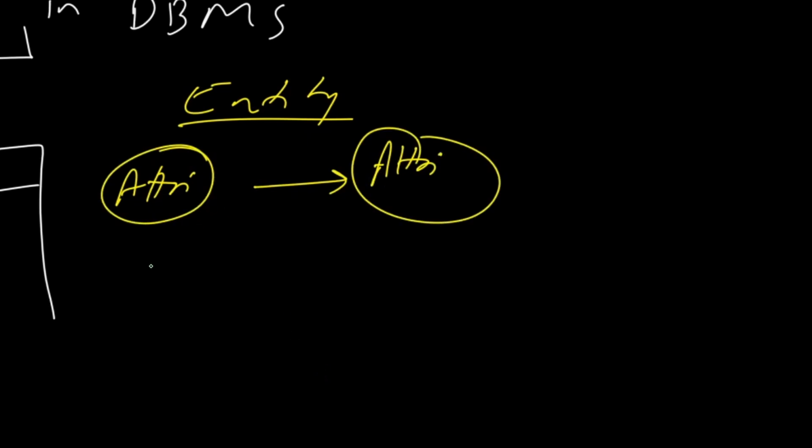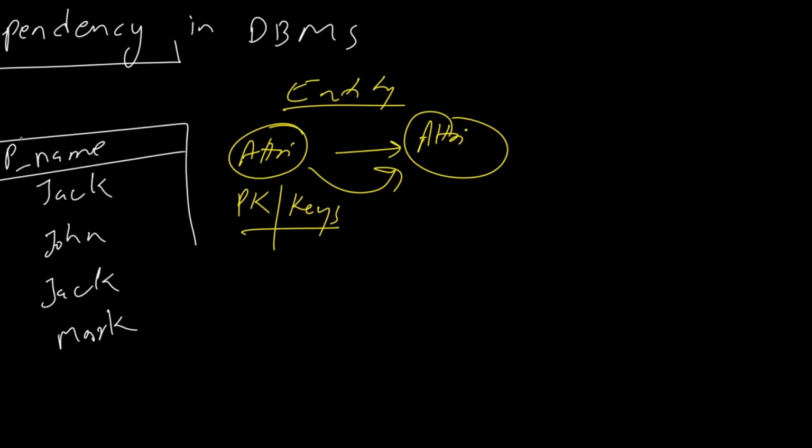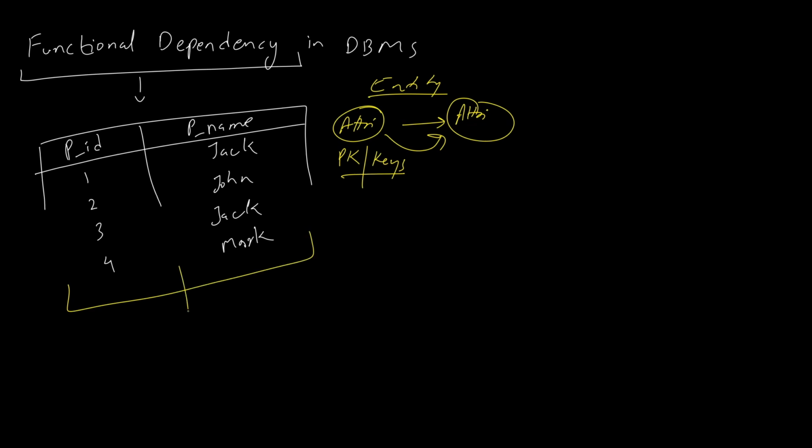That's the idea of primary keys as well, right? These attributes are called keys or primary keys, which point to other attributes which are indexed upon, and you get the other attributes like that. For example, in this relation that we have the name and the ID. Now you can see there are two names that are repeating.